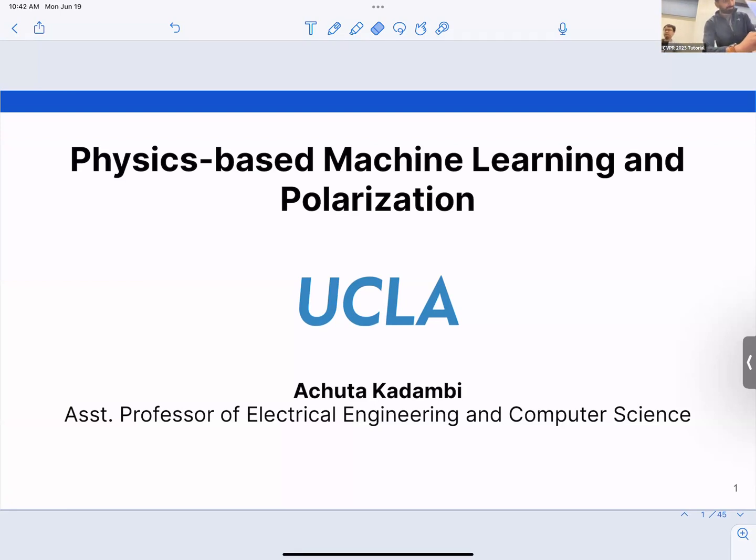Okay, so our next talk will be given by Achuda Kandafi, assistant professor from UCLA. They will talk about deep learning and polarization. So while Achuda is testing the connection, I'll give a brief intro. Achuda is assistant professor at UCLA. He received his PhD degree from MIT in 2018. He has received many prestigious awards, including the NSF Career Award, DARPA Young Faculty Award, ARO Young Investigator Award, and the Forbes 30 Under 30 Award. He has co-founded several startups in computational imaging and computer vision, and he has co-authored a textbook called Computational Imaging with the MIT Press. Okay, so Achuda, now you're good to go.